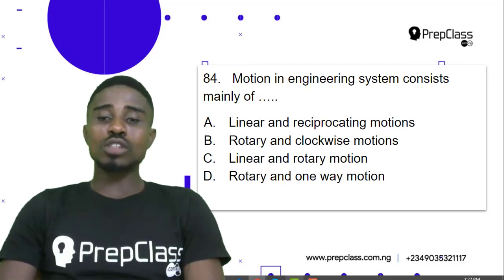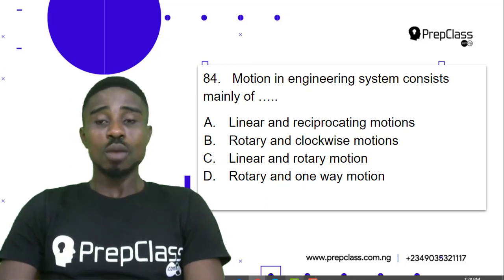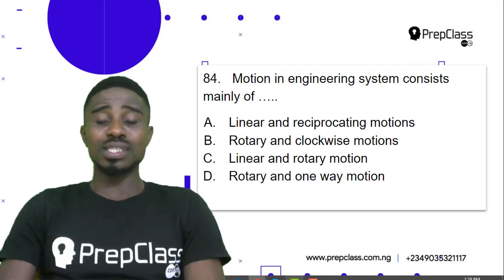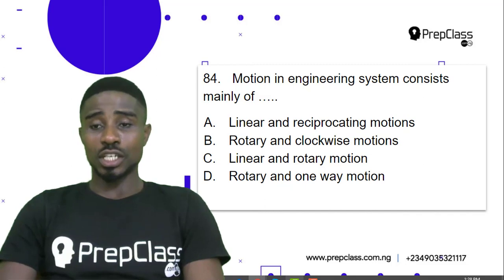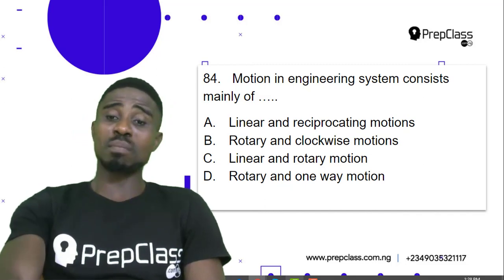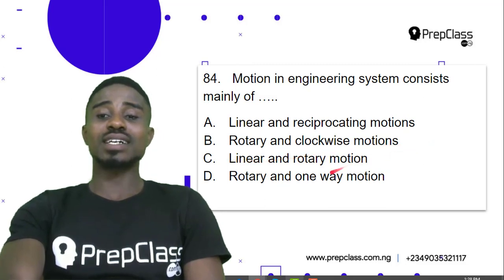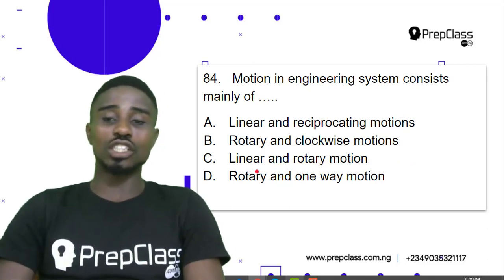Now, most of the options contain an answer to our question, but our question is saying motion in engineering system consists mainly. What are the major motions in engineering system? And if you agree with me, the major motion in engineering system is the linear motion and the rotary motion, which is also known as the straight line motion and the circular motion. So these two are the major motion in engineering system.